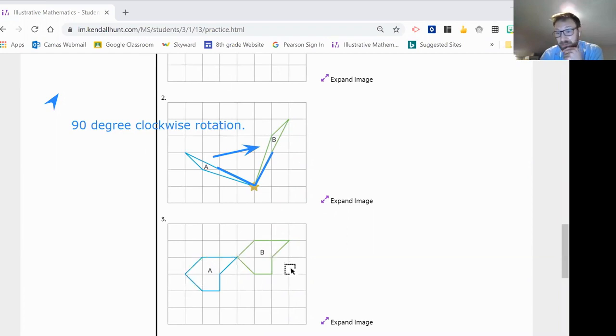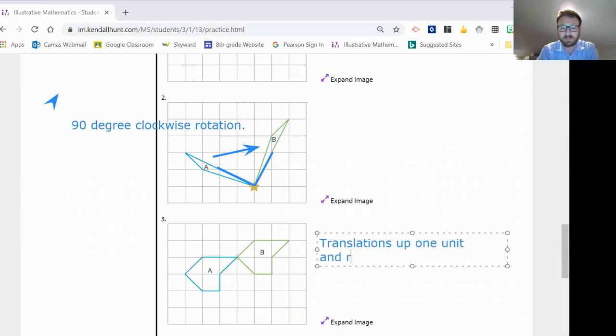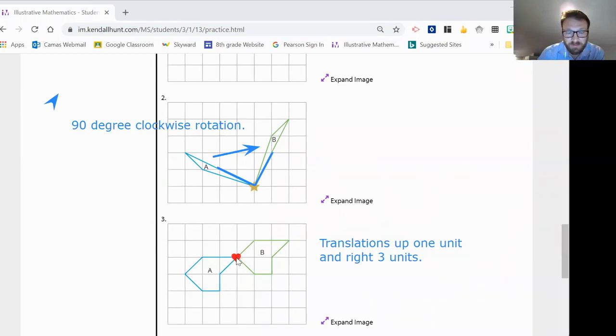Last one is just a translation because the shape is going up and over. Up and over. So this would be a translation, up 1 unit and right 3 units. Now, how did I get that, right? So what I did is I just pick one point, and I chose this one right here. And I said, where's the corresponding point to this one? It would be right here, right? So this corner, this angle on angle A, its corresponding part would be this B angle right there.